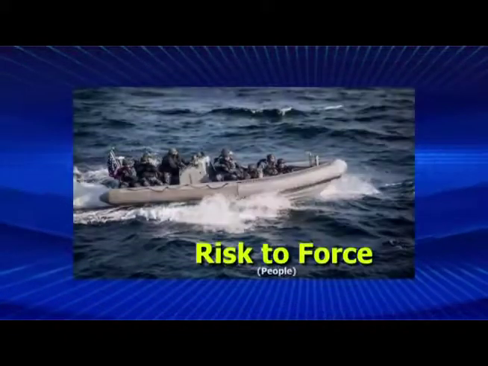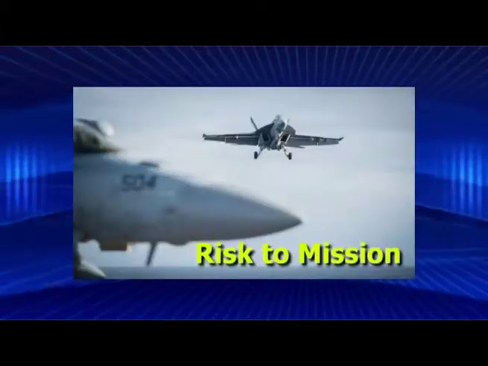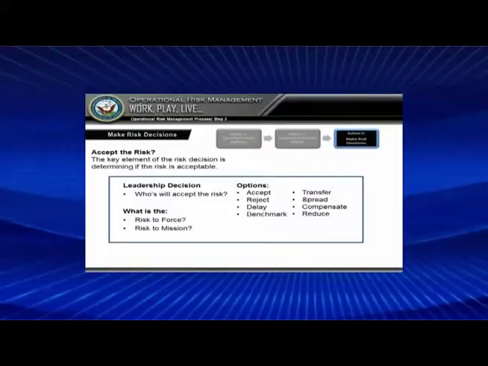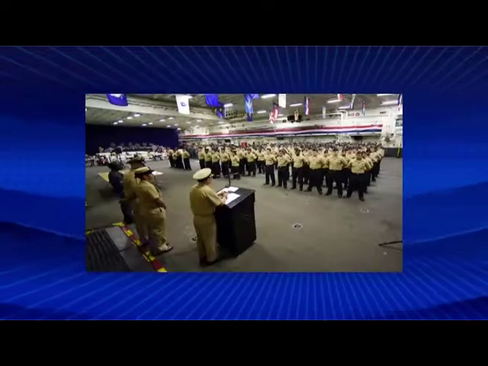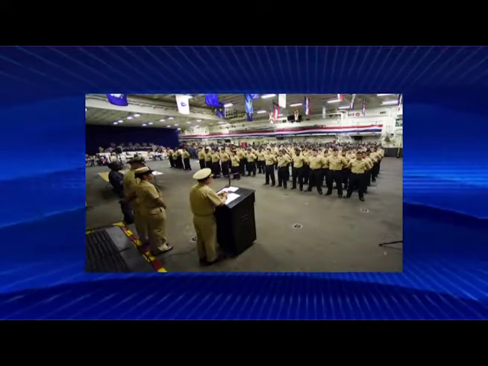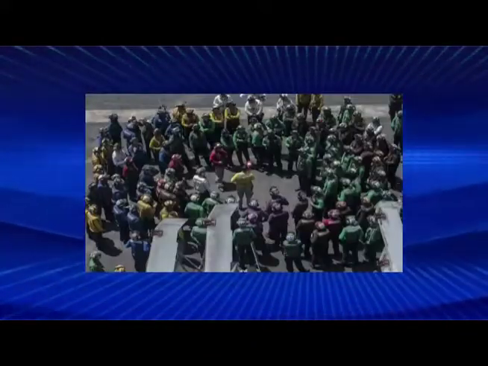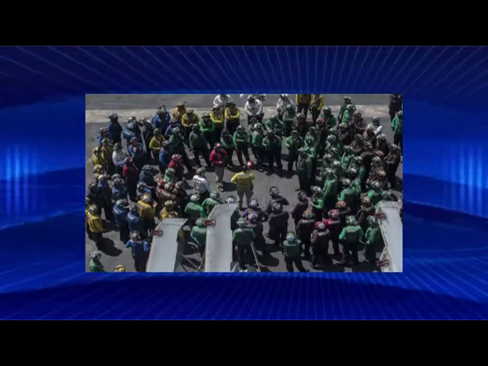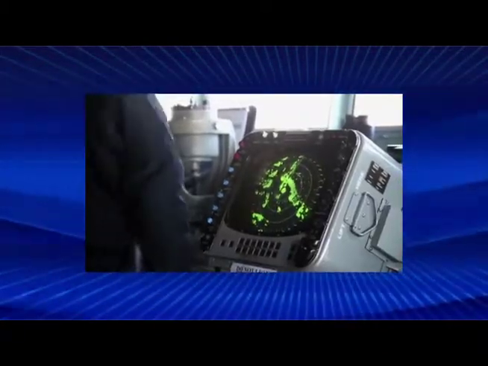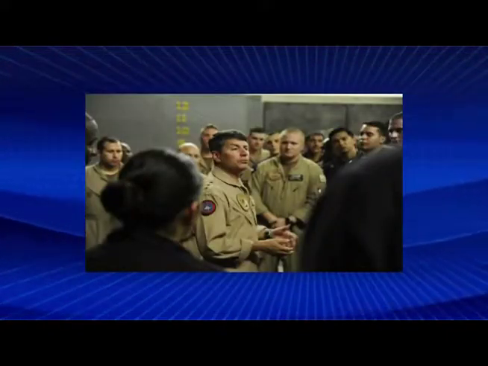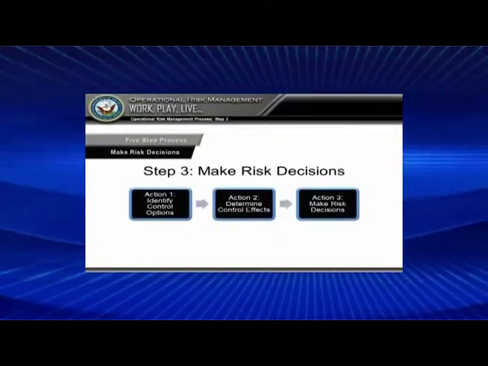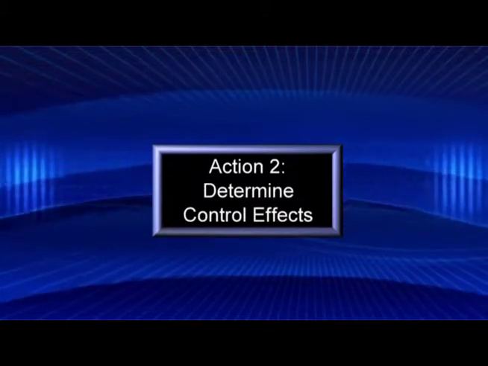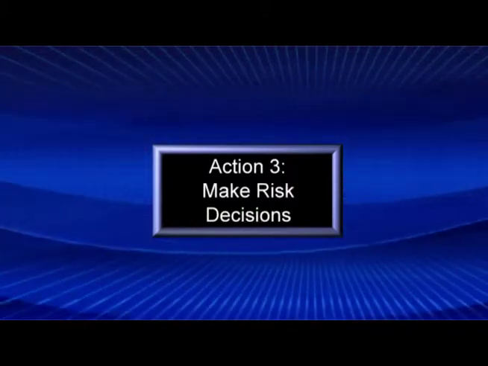Okay? We have to think about what is the risk to force and risk to mission. And remember our options back there. Do we delay it? Do we transfer the risk? Okay, etc. Remember though, it's a leadership decision when we do risk assessments. Risk assessments do not automatically eliminate risk. Our missions are inherently risky in the Navy, no matter what it is. Okay, and we have to understand that decisions have to be made at the right level. So in review, making those risk decisions, we identify controls, we determine control effects, and we make risk decisions.